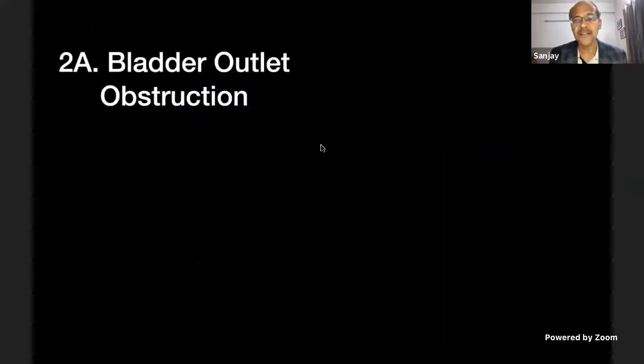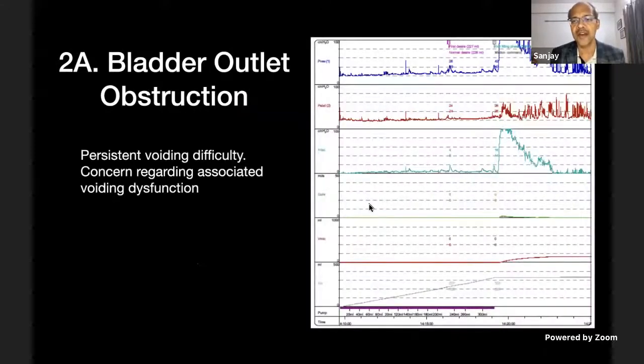The other findings relate to the voiding function, and you can see here two important findings. This is a patient where, after the patient has been given the command to void, there is a very high pressure and a very slow flow. This combination of findings is classical of obstruction.